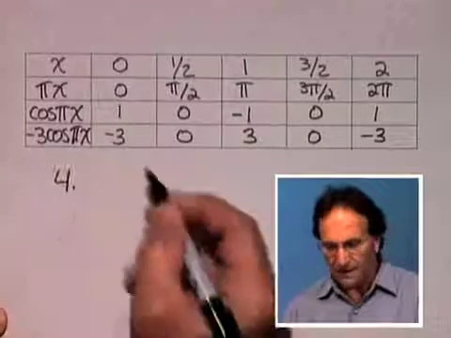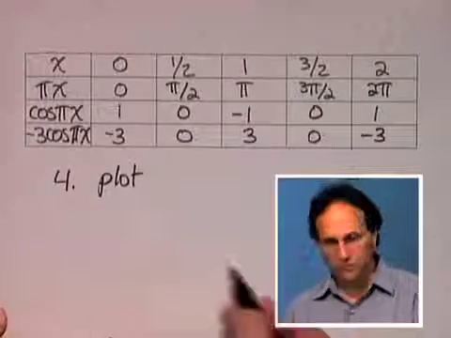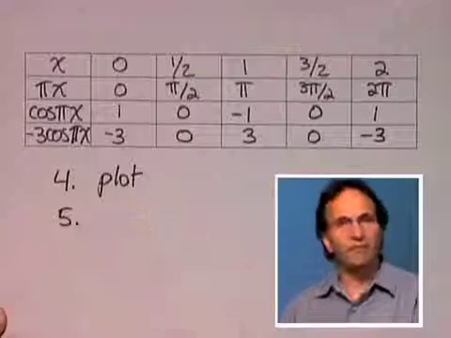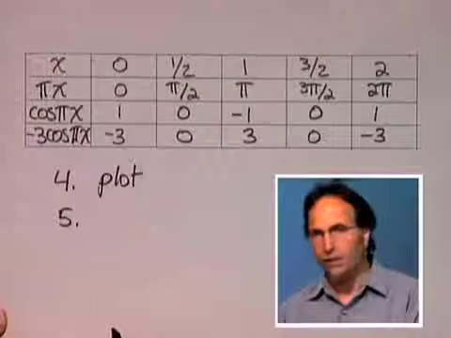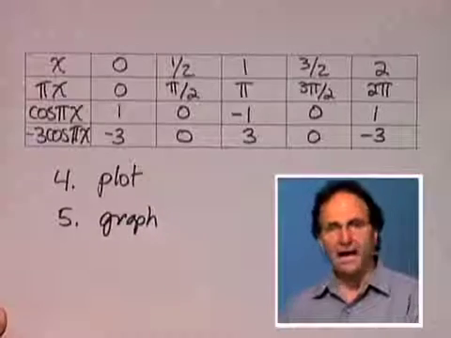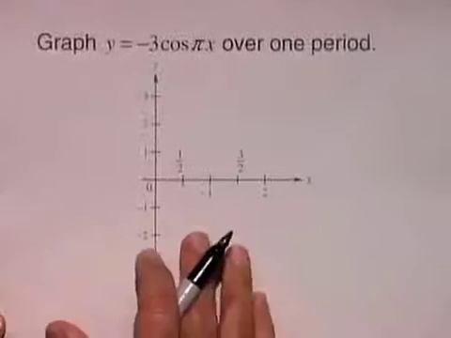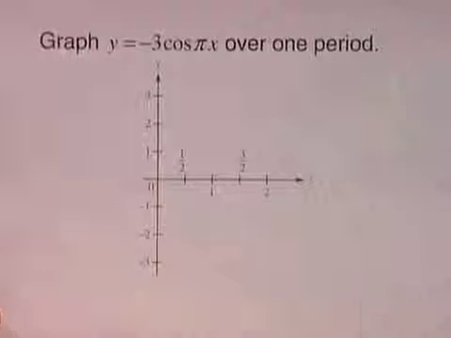Step 4 is to plot those points. And then we'll do that in a moment, with step 5 being to join those points with a smooth curve to find the actual graph. So let me bring back in the blank set of axes, and let's plot those specific key points that we just calculated in the table.